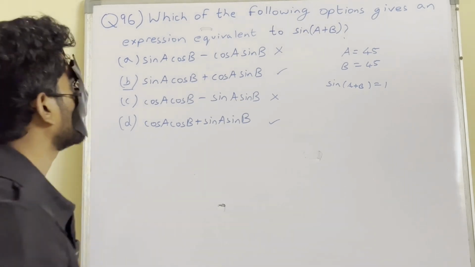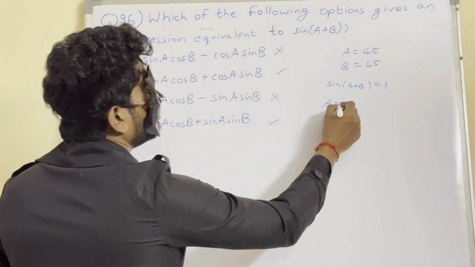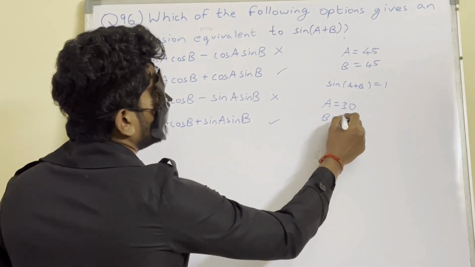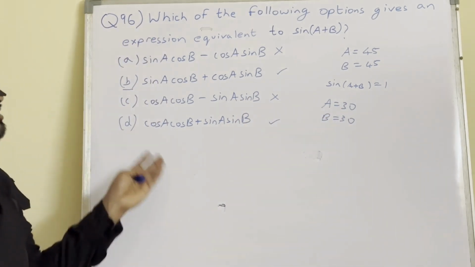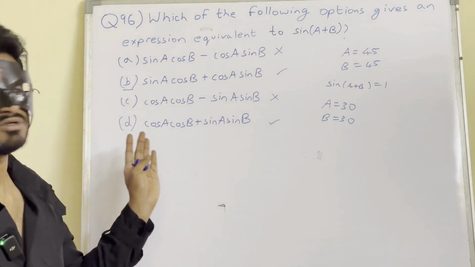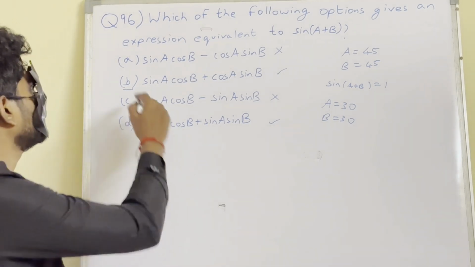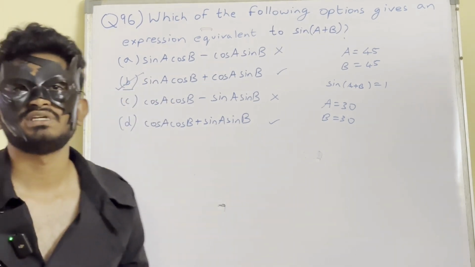Then you can substitute other values. Say you can substitute A equal to 30 and B equal to 30, and check whichever option matches. It will match with our maximum. It obviously has to match option B. So answer B will be right.